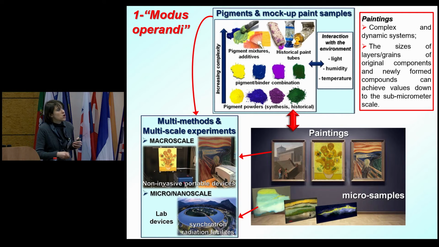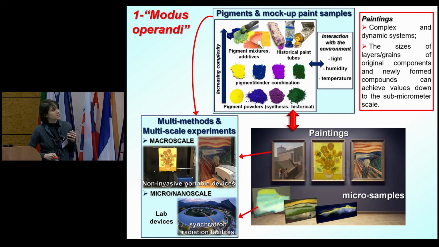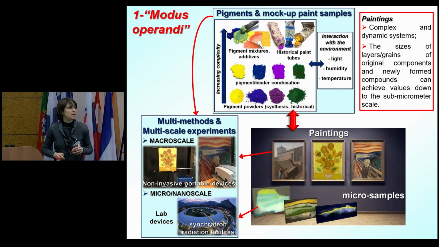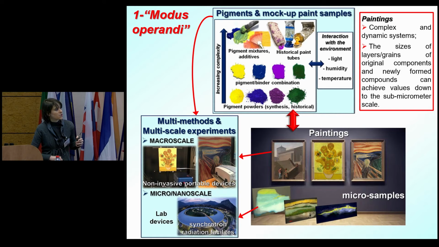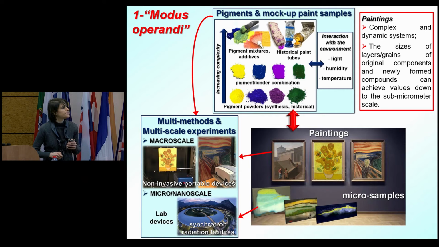Essentially, what we do in the lab is to study systems of increasing complexity, starting from pigment powders that can be synthesized or that can arise from historical manufacture procedures. Then we move to study simple pigment-binder combinations. And finally, in order to go closer to the original situation, we move to study historical paint tubes or more complex mock-up samples in which the pigment is mixed with other components. For evaluating how different environmental factors can affect the current state of the paintings, we also perform artificial aging treatments to evaluate how, for example, light, humidity, moisture, or a combination of them can influence the materials.